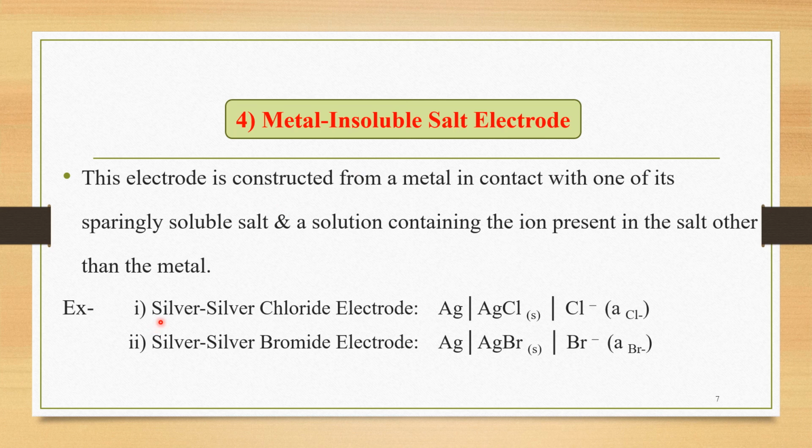For example, if we take silver as a metal, we have to take its salt as silver chloride. This is represented as Ag | AgCl (solid) | Cl⁻, that is, the activity of Cl⁻. The second important example is the silver bromide electrode, represented as Ag | AgBr (solid) | Br⁻, in which the activity of Br⁻ is given here. This is the fourth important type of electrode, the metal insoluble salt electrode.